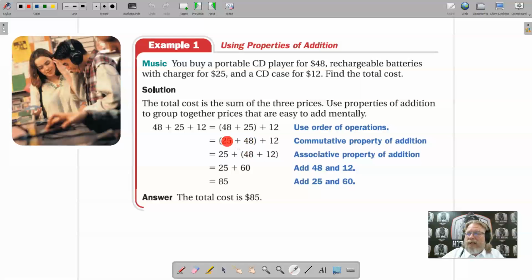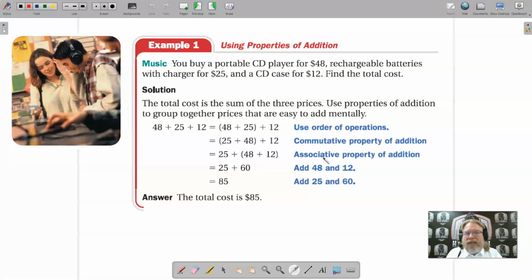Notice the order didn't change. 25, 48, 12, 25, 48, 12. This is the associative property. So from this line to this line, we use the associative property. Now we add 48 plus 12. Well, that's easy. That's 60, right?